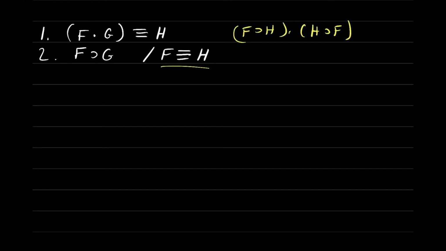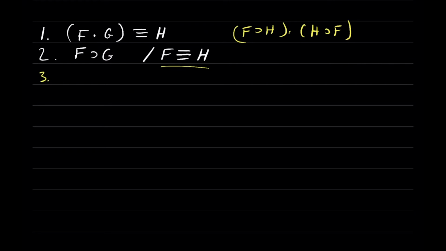So this says to me that I'm probably going to do two conditional proof sequences, not one inside of the other, but one after the other. I'm first going to try to prove F implies H. Then I'm going to do another conditional proof sequence to show H implies F. Then all I have to do is conjoin them together, use the equivalence rule, and I will get that conclusion. So let's try that strategy.